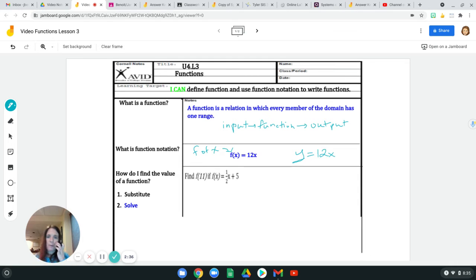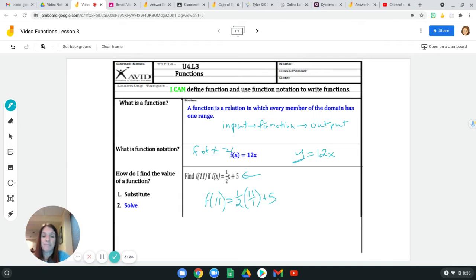Okay, so let's see how this works. How do I find the value of a function or the output of a function? You will substitute in for what they tell you the input is, and then you will solve to get that output. So this is how questions will be stated. Find f of 11, that's our input, if f of x is 1/2 times x plus 5. So right here, again, this should look like slope-intercept form. You should still be in that mode, thinking, okay, my slope is 1/2, my y-intercept is 5. We've just changed the y to this function notation, this f of x. So how we solve is we write the 11 where the x is on both sides of the equation. So f of 11 equals 1/2 times 11 plus 5.